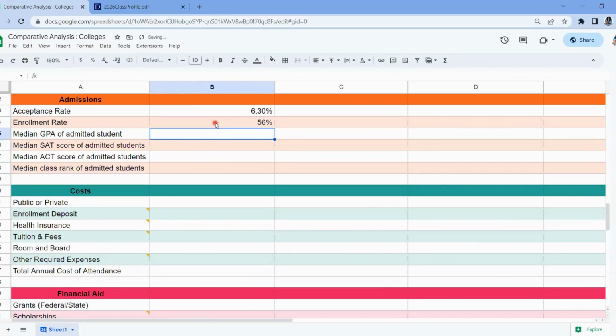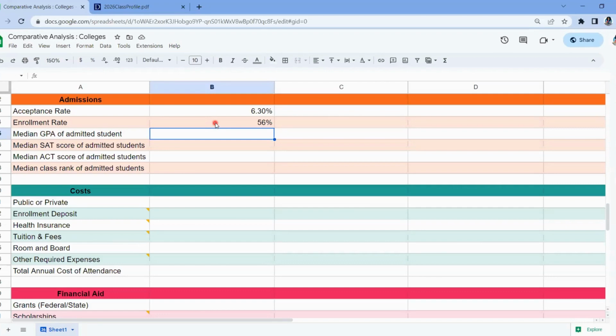All right. Now, the fact that a school has an enrollment rate of 56%, that's nothing to be afraid of. It just tells us that about half of the students who were accepted ended up going to a different school that they felt was a better fit for them. It could be for a number of reasons. Maybe it was closer to home, offered more financial aid, had better extracurricular, co-curricular opportunities. This is nothing to be alarmed about, just something to take note of.